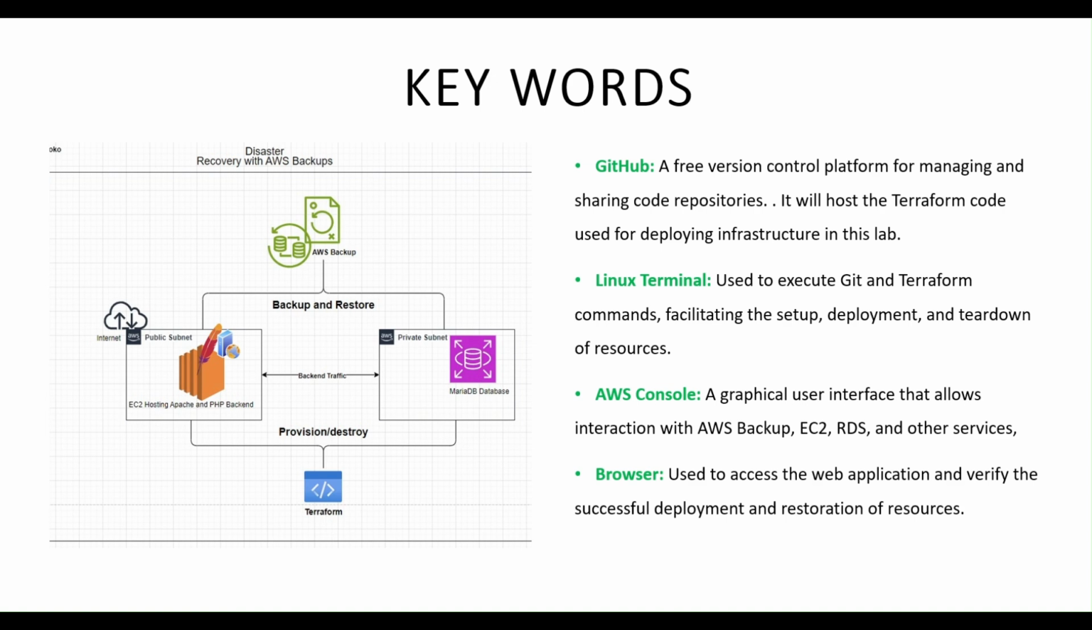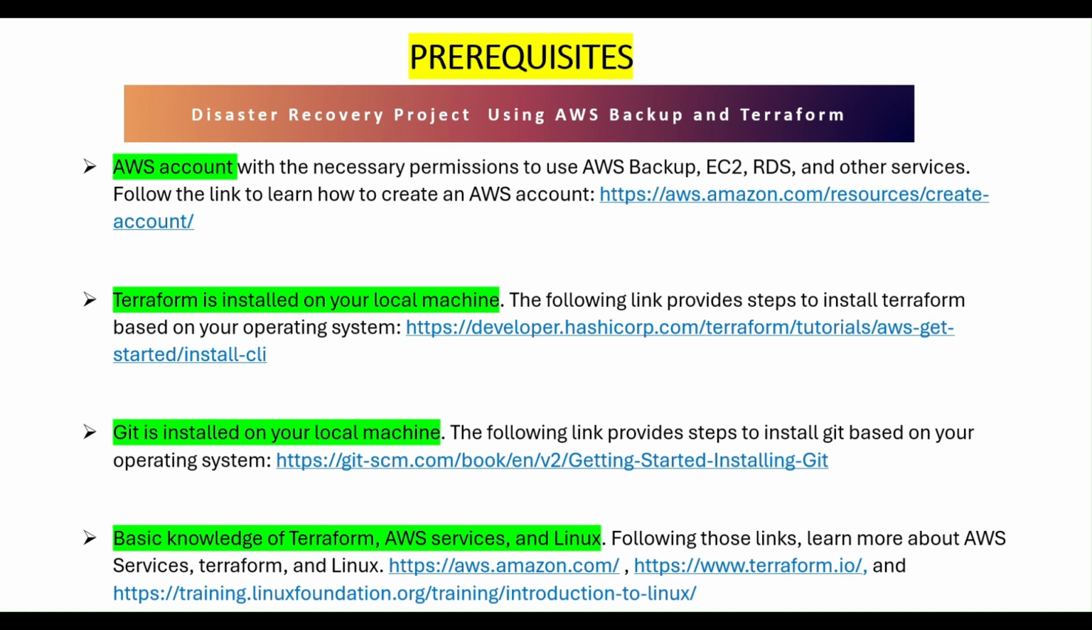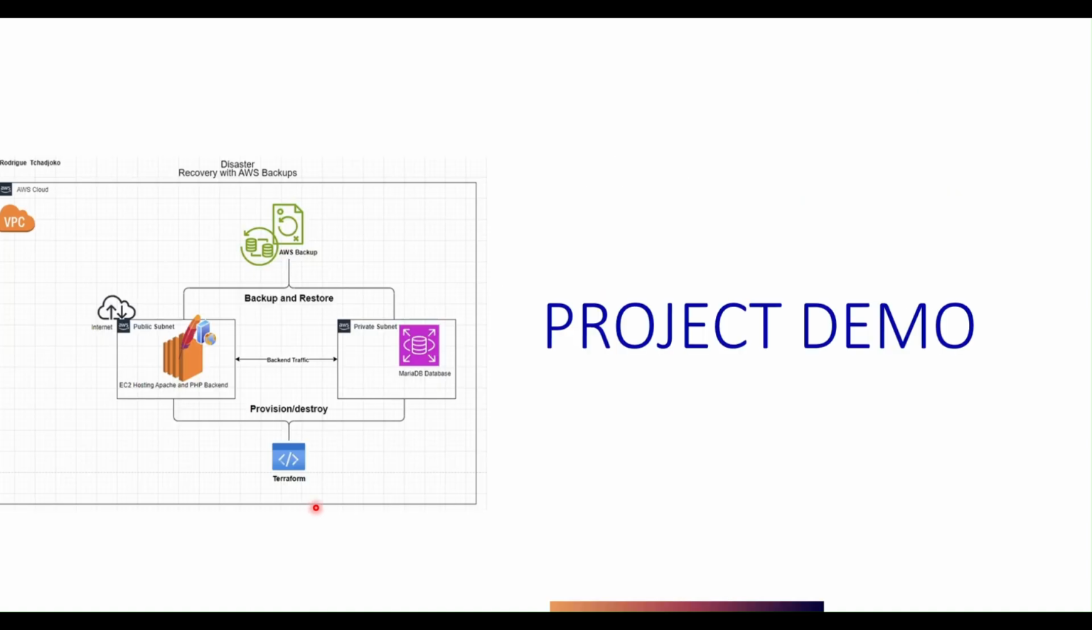And for this lab, we need some prerequisites that I will show next. Some of the prerequisites are you need to have an AWS account. Here is the link to create one if you don't have one. You need to get Terraform installed on your machine. Here's a link to get that done. Also, you need to have Git installed on the local machine and configured. You also need some basic knowledge of Terraform, AWS, and Linux. Even if you don't have that basic knowledge, I have a document published with this lab with all the steps to do it.